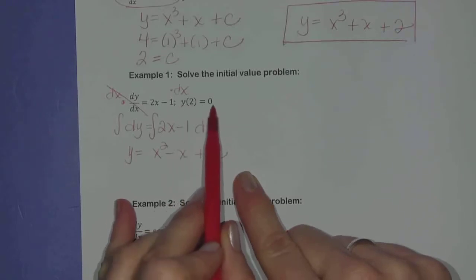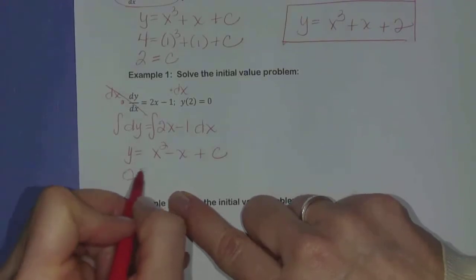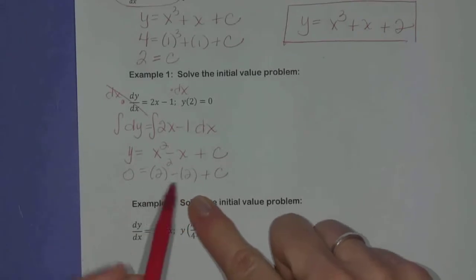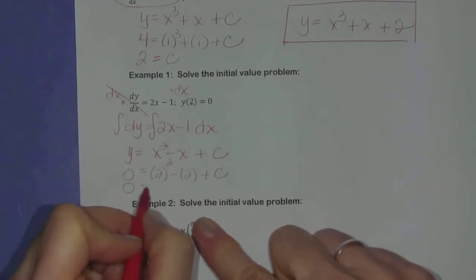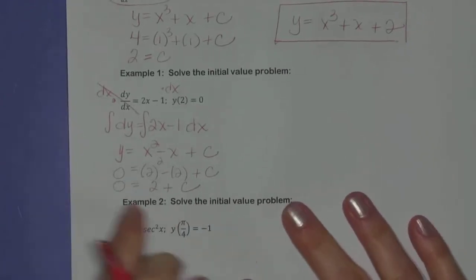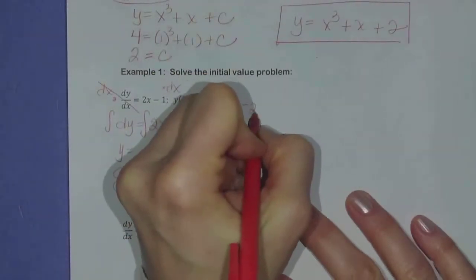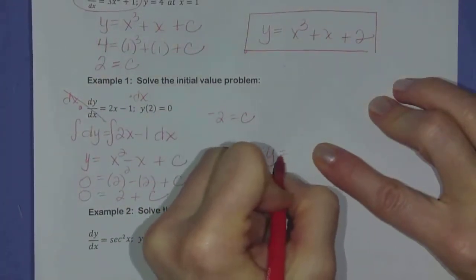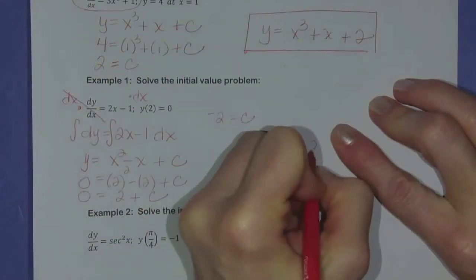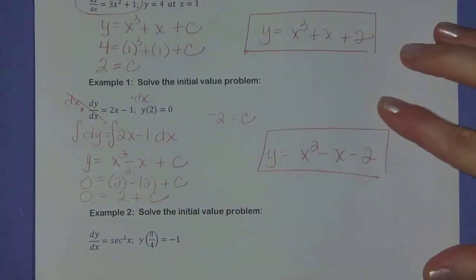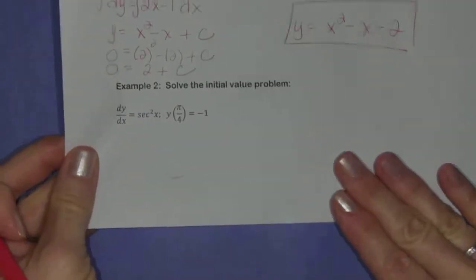Okay, now let's solve for c using the initial condition here. So y of 2 equals 0. That means when x is 2, y is 0. So I'm going to plug those in and solve for c. So I'm going to have 0 equals 2 plus c. So c will have to be negative 2. So my final answer to example 1 is nothing more than y equals x squared minus x minus 2. Pretty simple.